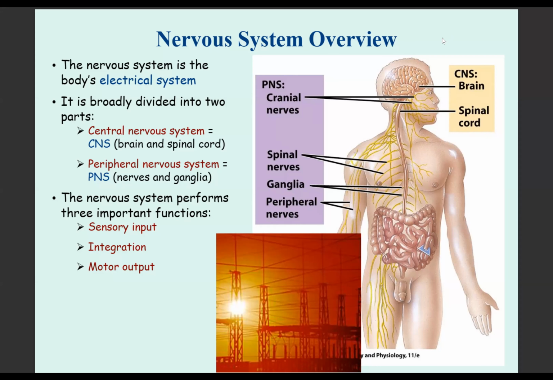So today we'll be looking at the nervous system and then its functions and roles when it comes to the activities of the whole body.